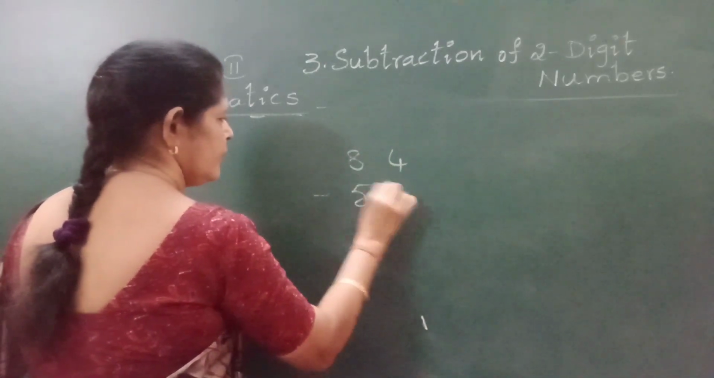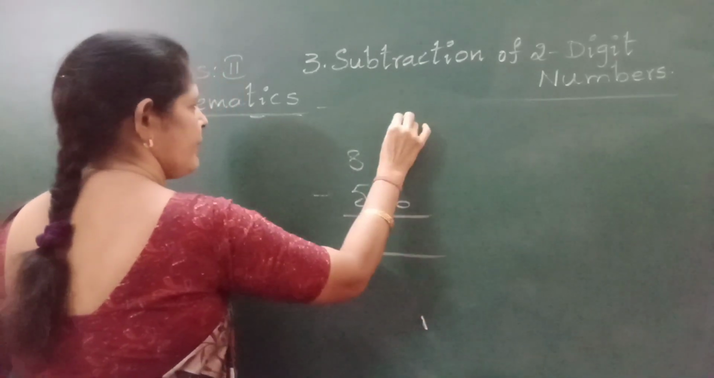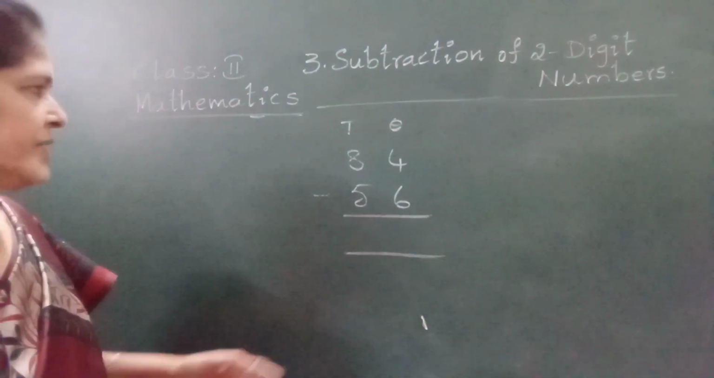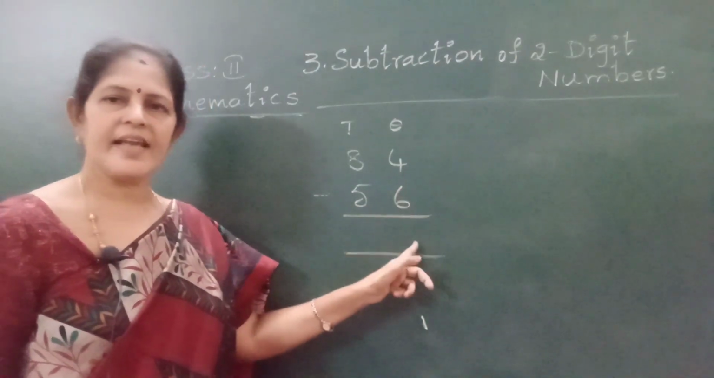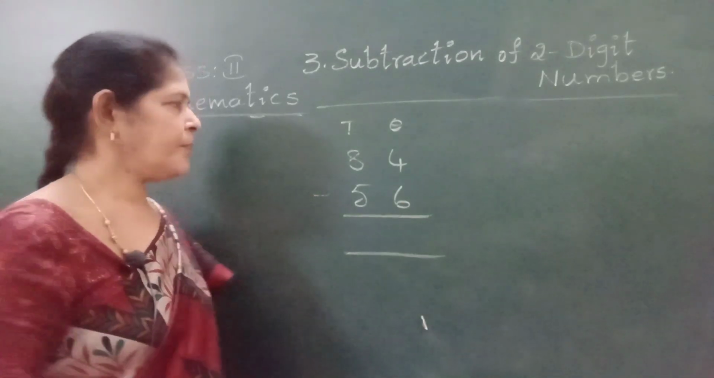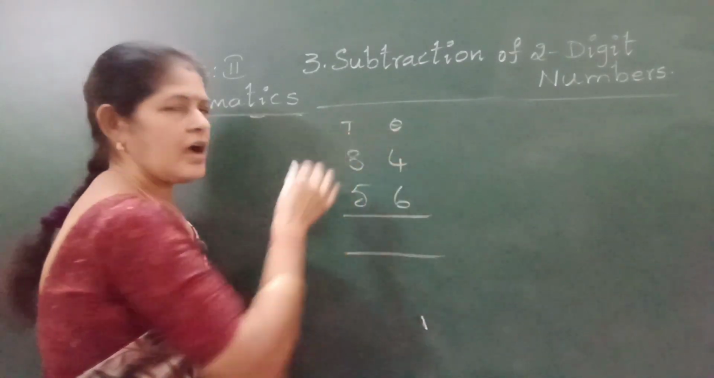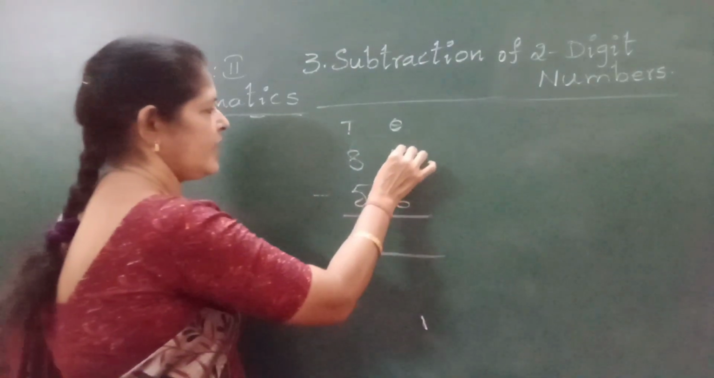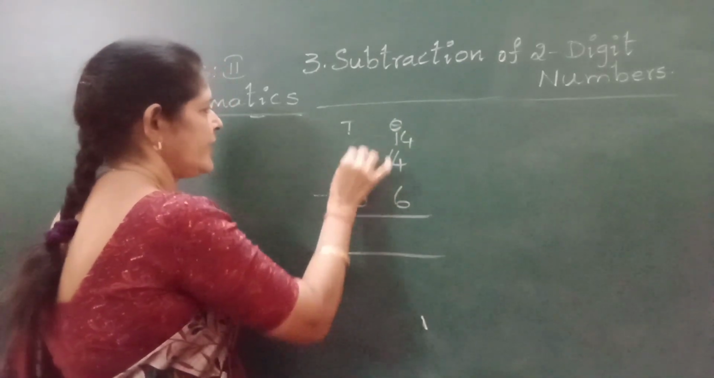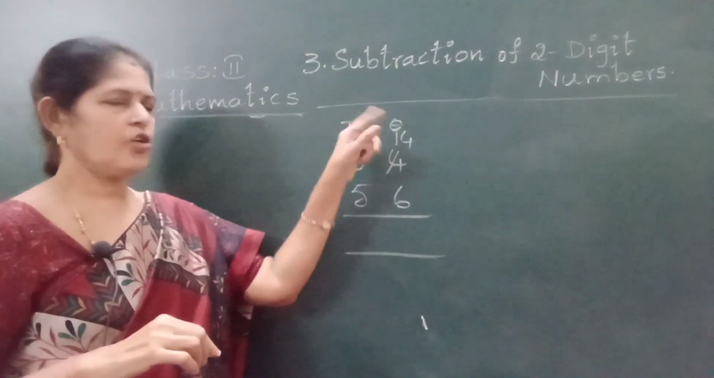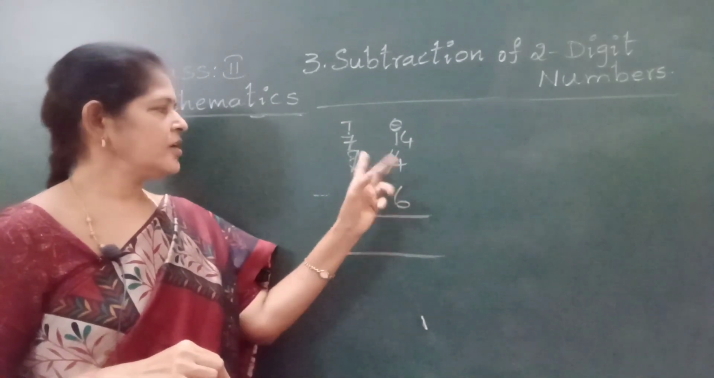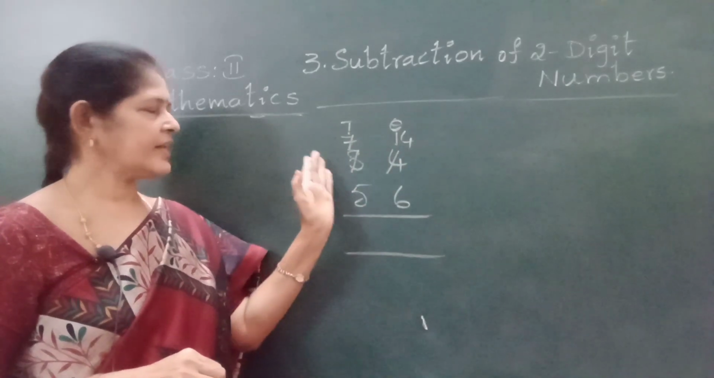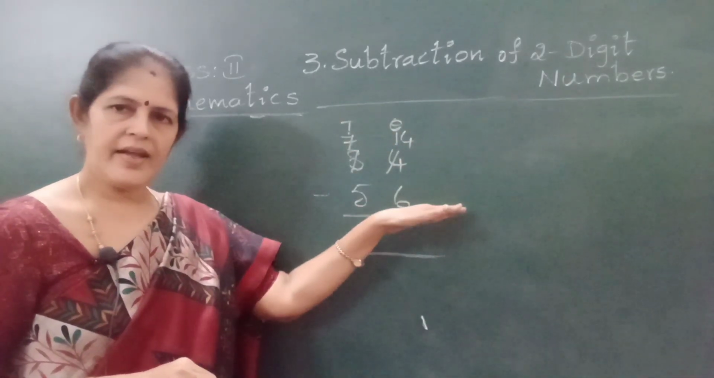84 minus 56. Both are 2-digit numbers. Start from ones place. Okay? Ones place. 4 minus 6. 4 is less than 6. Subtraction is not possible. Then use the borrowing concept. One moves from tens place to ones place. Then 4 changes into 14. 8 changes into 7. When we use the borrowing concept, at a time you have to change the tens place number and the ones place number. Here the number moves from tens to ones.